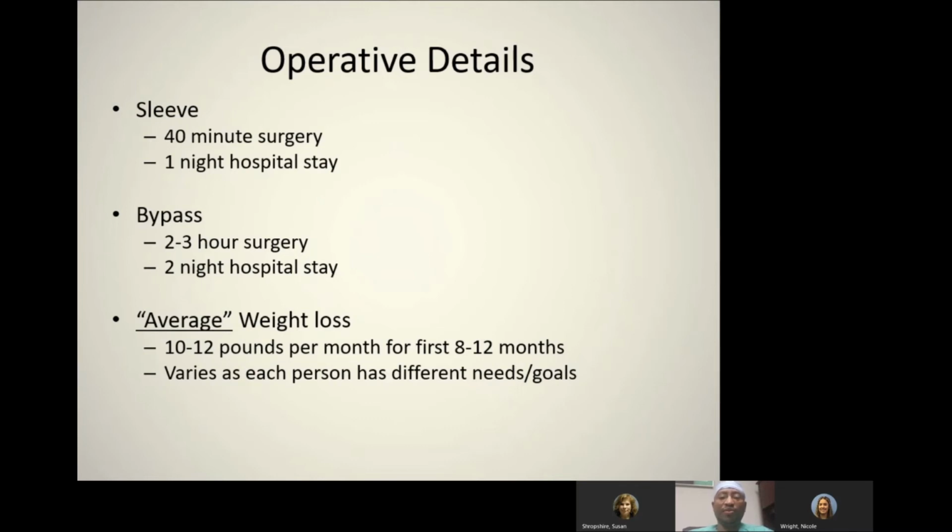We don't give specific numbers of weight loss anyone should expect because everyone is different and each person has different goals and needs. But in general, we see about 10 to 12 or so pounds of weight loss per month for the first 8 to 12 months. Again, that'll vary more. People who have more weight to lose tend to lose more faster. Men tend to lose more faster in the beginning, but it tends to equal out in the long run.